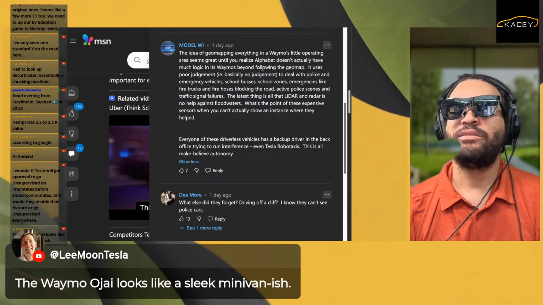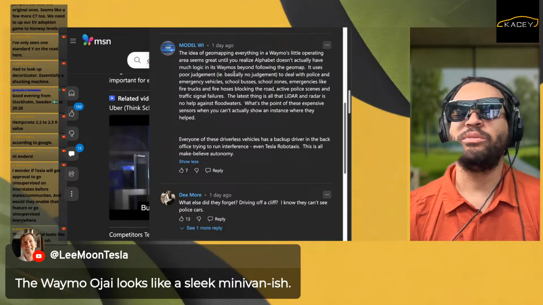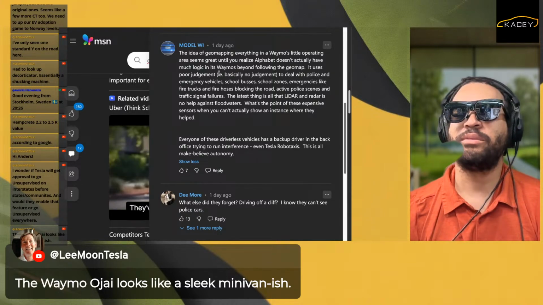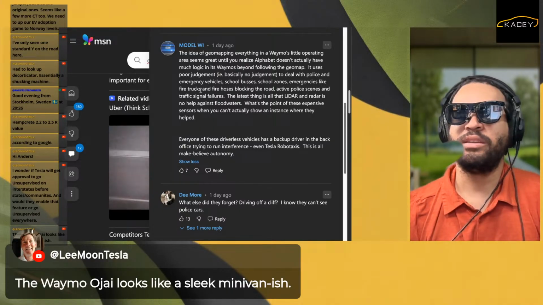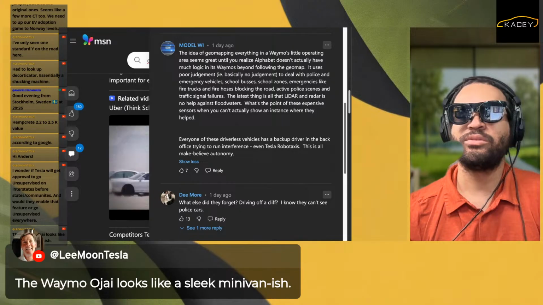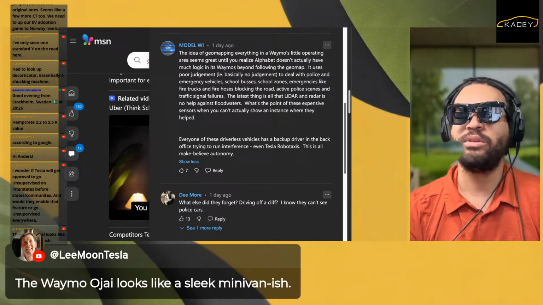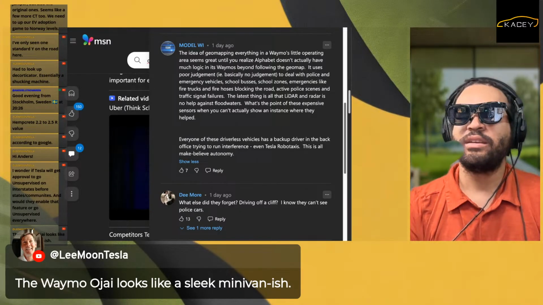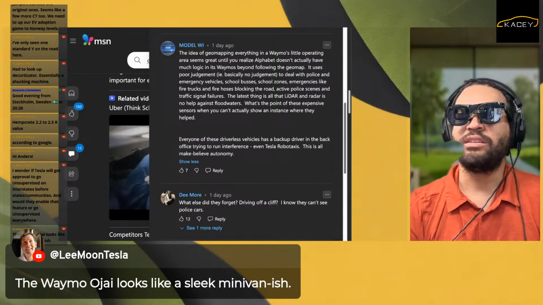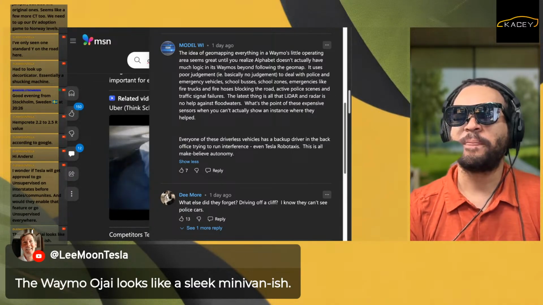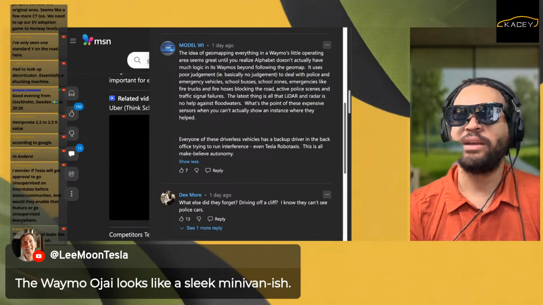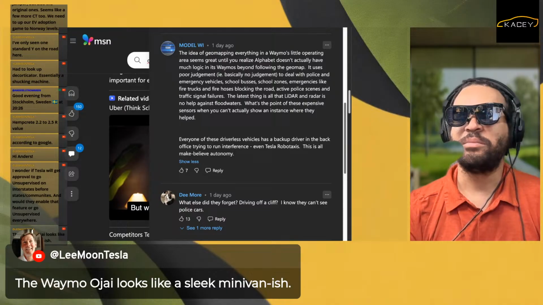"The idea of geomapping everything in a Waymo's little operating area seems great until you realize Alphabet doesn't actually have much logic in its Waymos beyond following the geomap. It uses poor judgment, basically no judgment, to deal with the police and emergency vehicles, school buses, school zones, emergencies like fire trucks, fire hoses blocking the road, active police scenes, and traffic signal failures. The latest thing is that all LiDAR and radar is no help against floodwaters. What's the point of these expensive sensors when you can't actually show an instance where they have helped? Every one of these driverless vehicles has a backup driver in the back office trying to run interference, even Tesla's robotaxis. It's all make-believe autonomy."